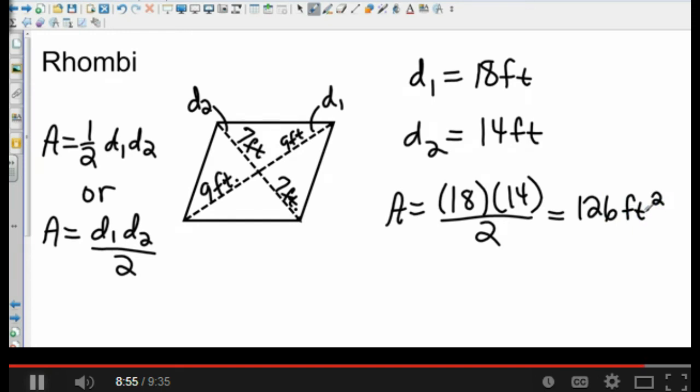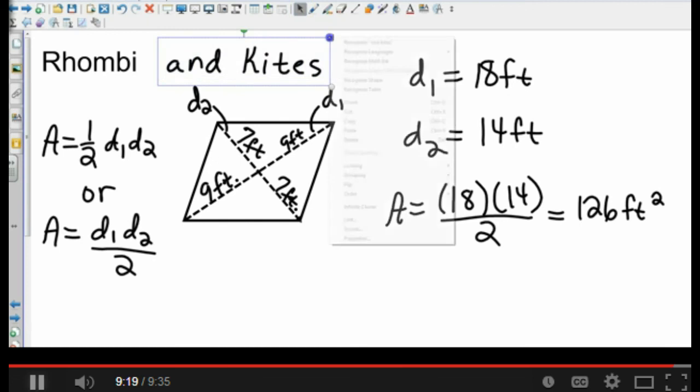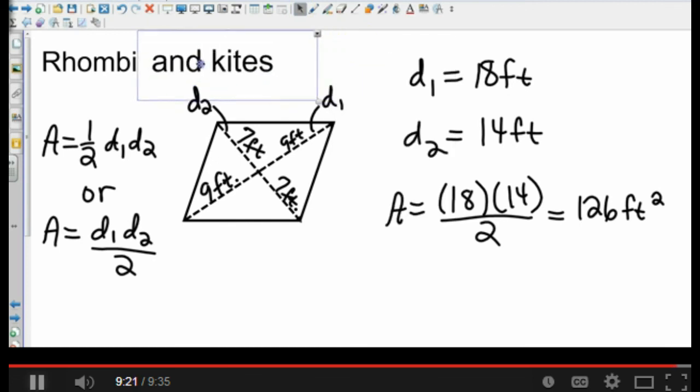The key in this section is keeping your formulas straight, and what we use on what shape. I'm going to go back in here and write "and kites," to see if I can get this to recognize. Perfect. They're going to have the exact same formula. So that is 11-1 and 11-2 in about 9.5 minutes.